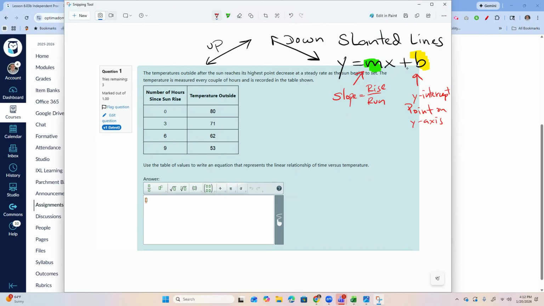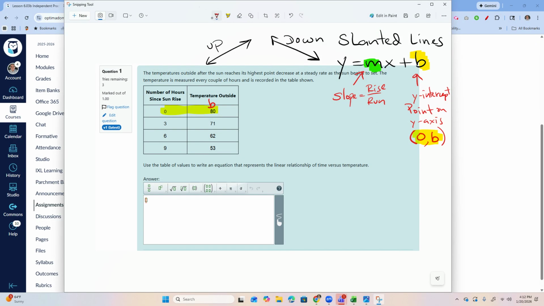b is always the point on the y-axis. How do you know when a point is on the y-axis? When the point looks like this, 0, comma, b. If you look at the table, row number one starts with 0, comma, I don't want to use green, let me use yellow, 0, comma, 80. So that's the same thing as 0, comma, b. Okay, and that means that my b is 80.